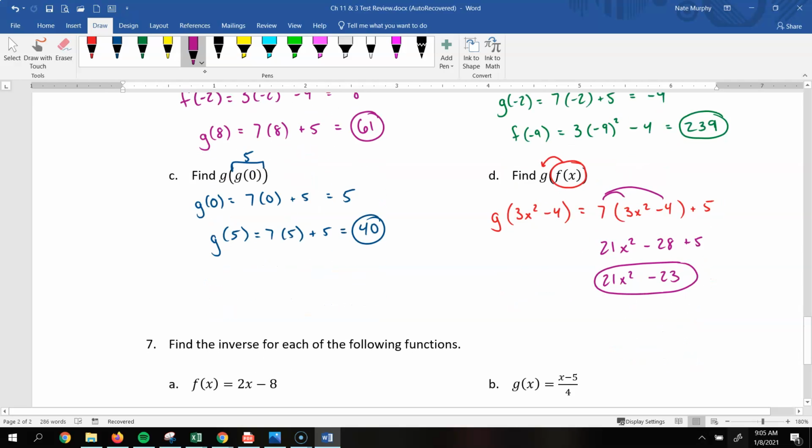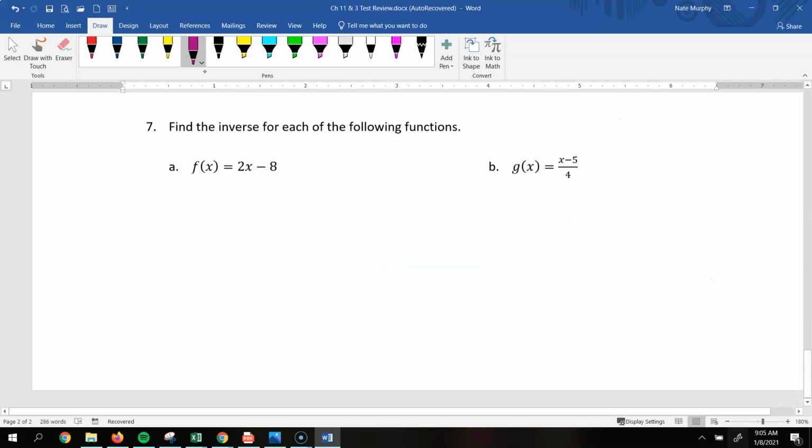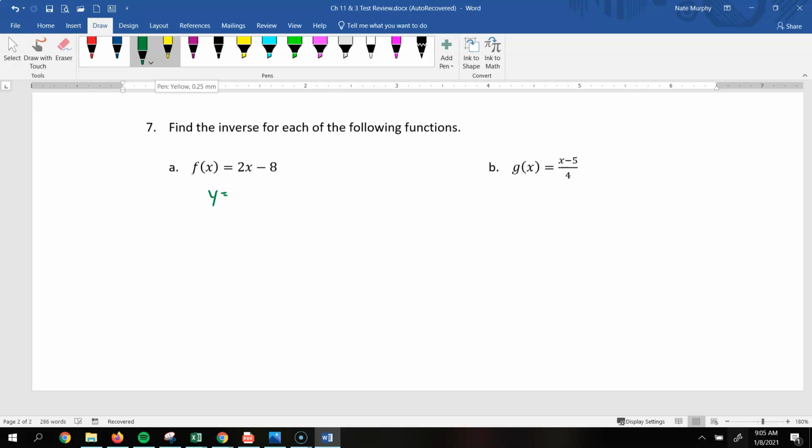All right. So let's end by looking at number 7. So 7A, we're going to find the inverse. Remember, this is a multi-step process. The first step of the process is super easy. We just change this f of x to be y. So y equals 2x minus 8.